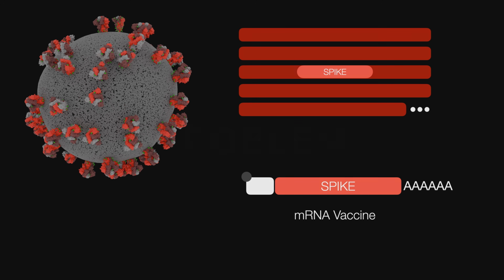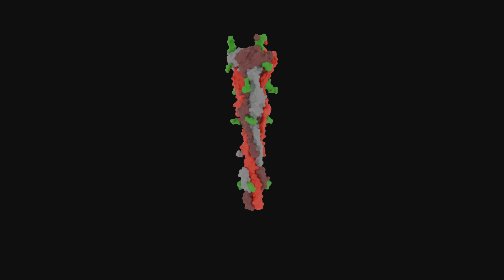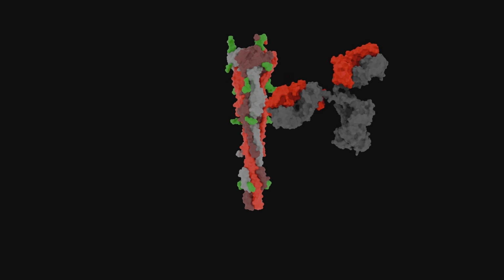But not so fast. Upon examining the structure of the spike, scientists found that it changes when it enters the cells. It sheds its important parts and becomes extended. Your immune system will learn to recognize this form instead, not the one that's active in the viruses.